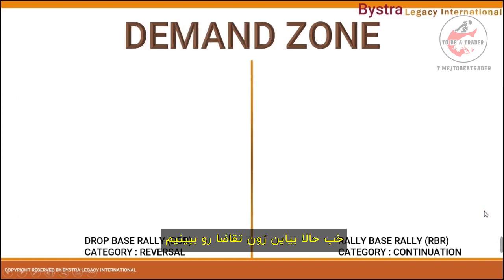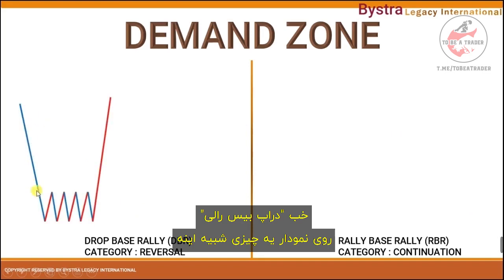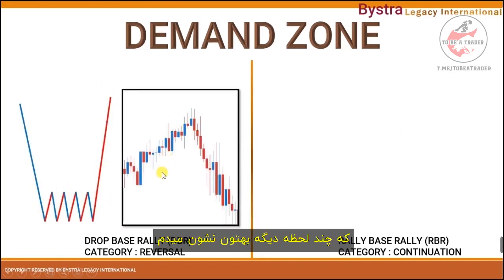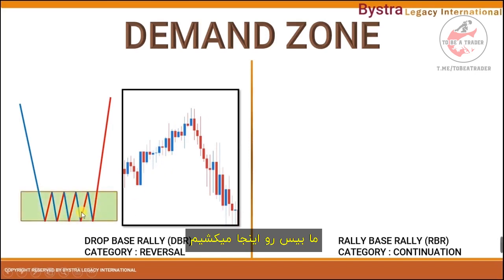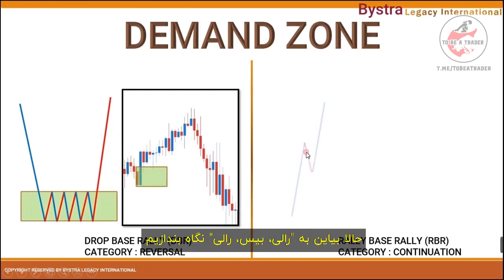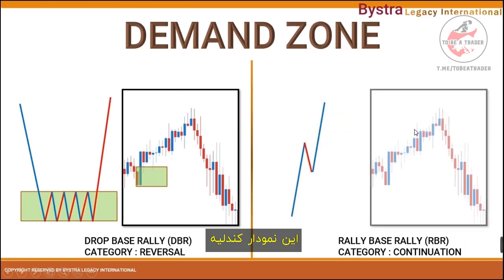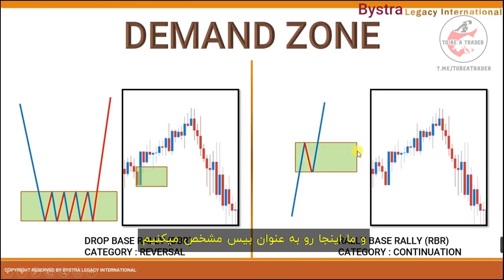So now let's look at the demand zone. At the demand zone we have the drop-based rally and the rally-based rally. So the drop-based rally is something similar to this, in the chart I will show you in a while. We mark the base here, and in this candlestick chart we can see this is the drop-based rally. And then let's look at the rally-based rally, something similar to this. This is the candlestick chart, and we mark this as the base.